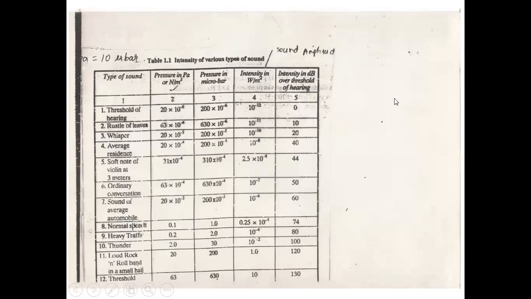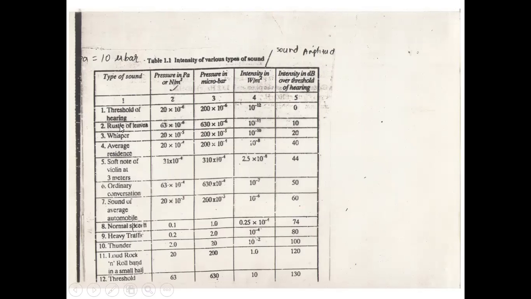Now the intensity of various types of sounds is measured with the help of different units you are aware of from physics and other subjects. As an engineer you have already studied it. So what are the popular units for the intensity of various types of sounds? See this. The first is pressure in pascals or newton per meter square. Second, pressure can be measured in microbar. Then intensity of sound can be measured in watts per meter square. And third, intensity can be measured in decibels. The most popular sound intensity measurement unit is the decibel.